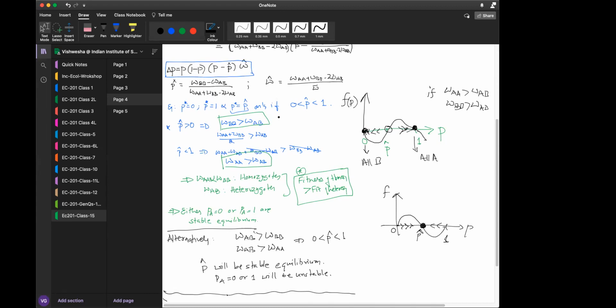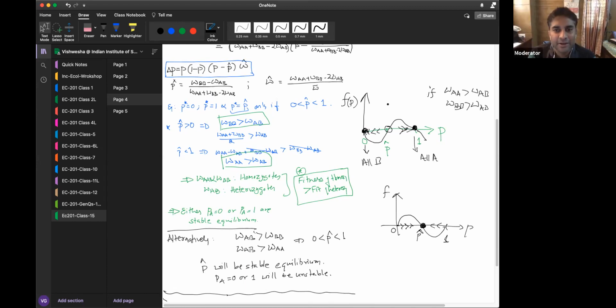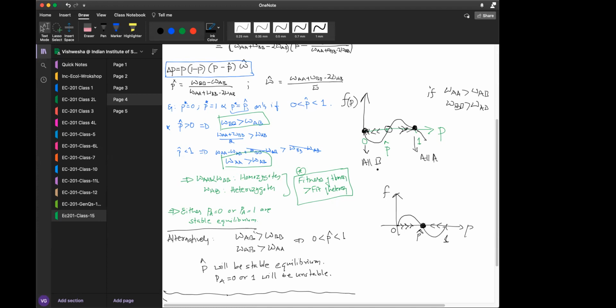And as you were saying, it depends on the initial condition. If we have a p hat over here, even if omega AA is greater than omega BB, if we lie on the other side, then it's possible that both p equal to 0 and p equal to 1, meaning all A and all B, are both stable states, even when, let us say, homozygote A has a higher fitness than homozygote B. You're absolutely right.